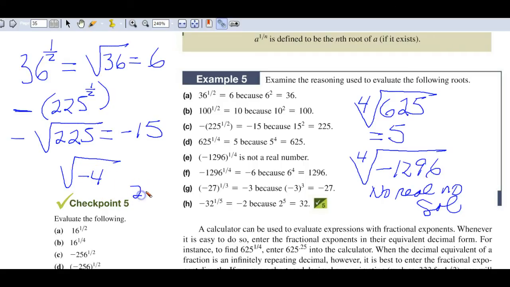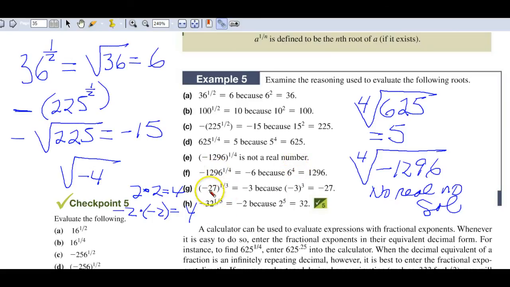You might say 2 times 2, that's a positive 4. And negative 2 times a negative 2, that's a positive 4. So there are no two numbers that are exactly the same that will give you a negative 4. So we say that is not a real number.